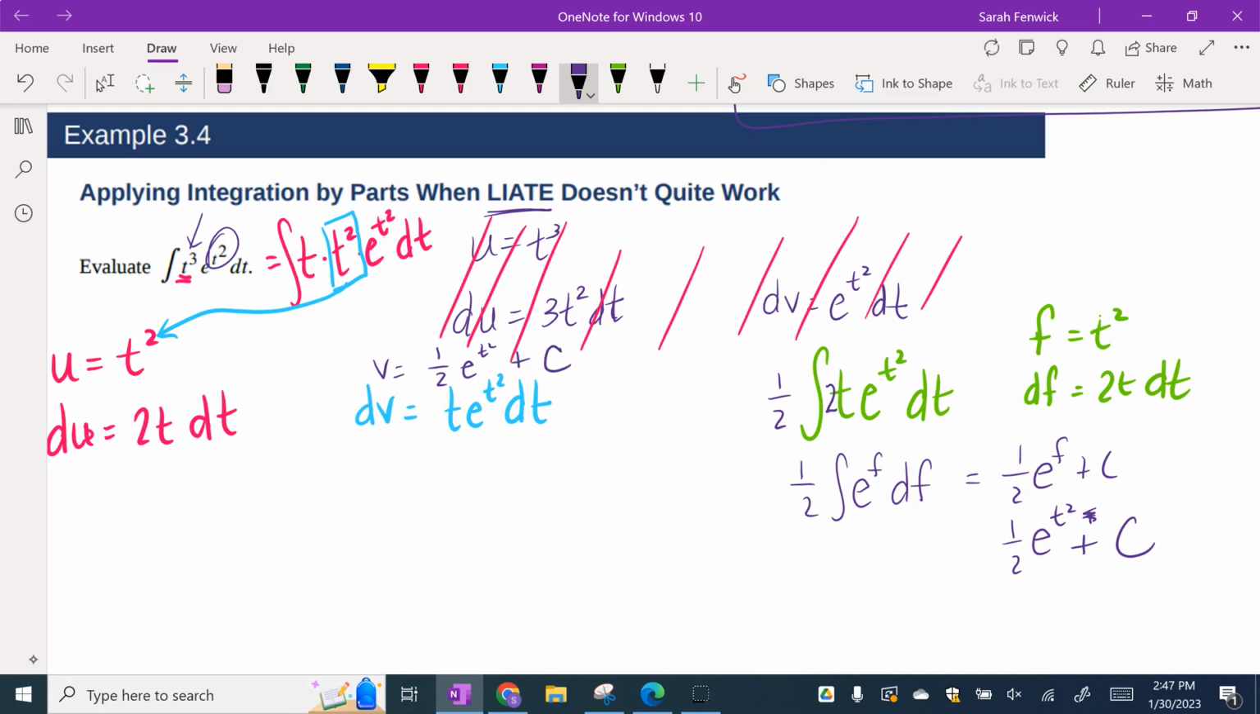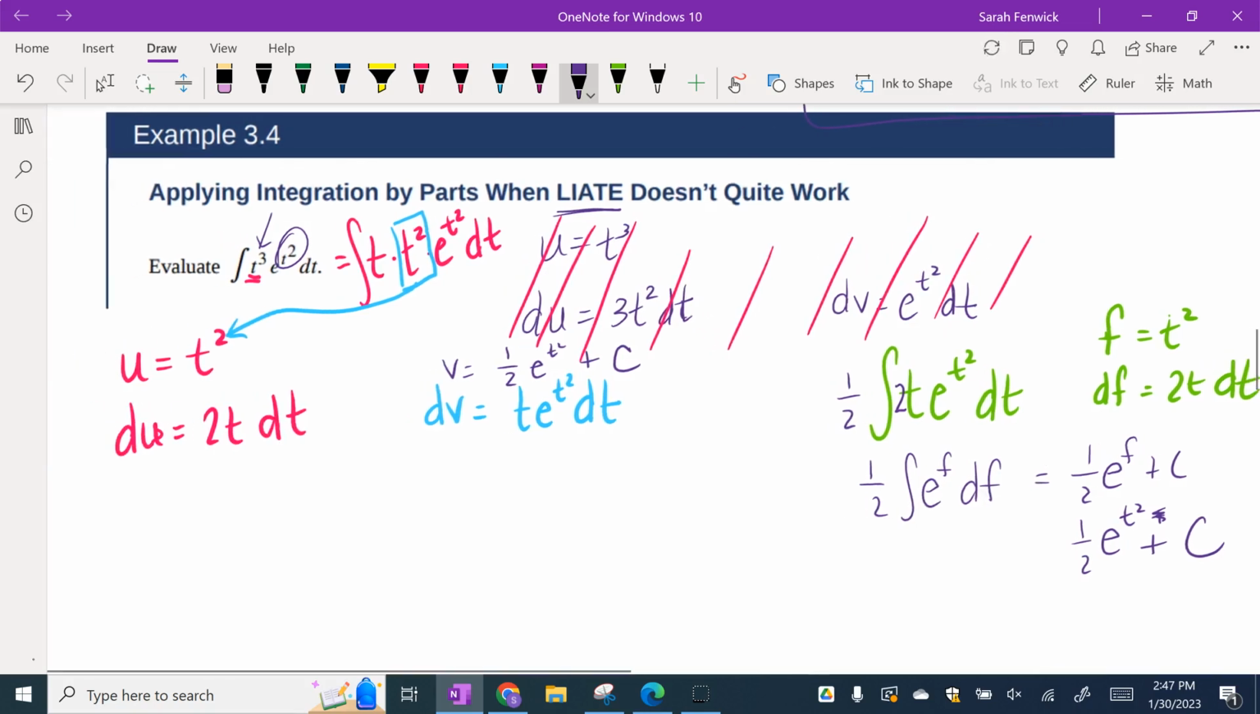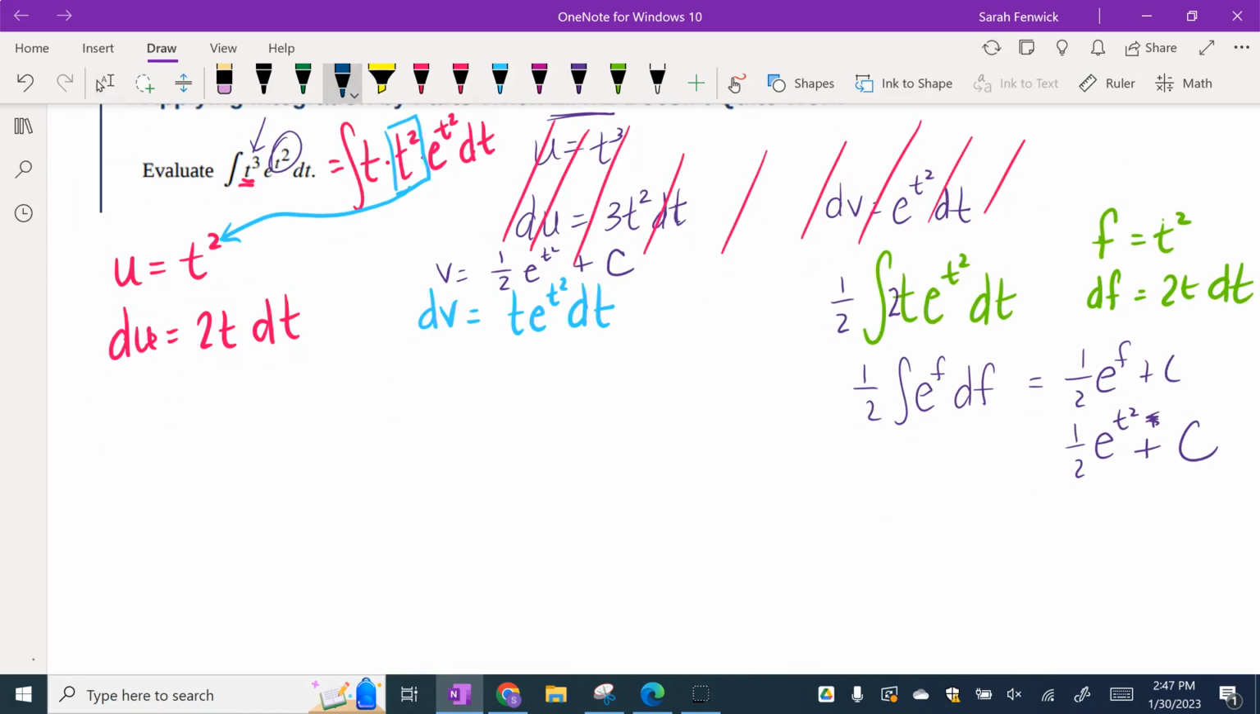I recommend that you go back and watch that a couple of times until you figure out exactly how it worked. Now we can look and say u, which is t squared, v, 1/2 e to the t squared. We don't need the plus c yet. That comes at the end. Minus integral v du.